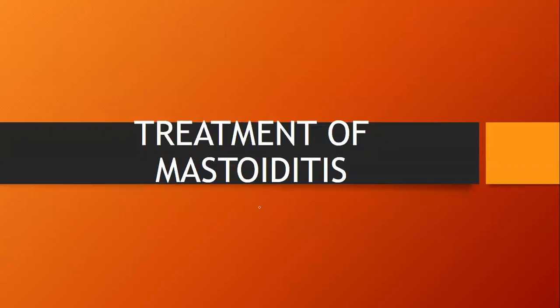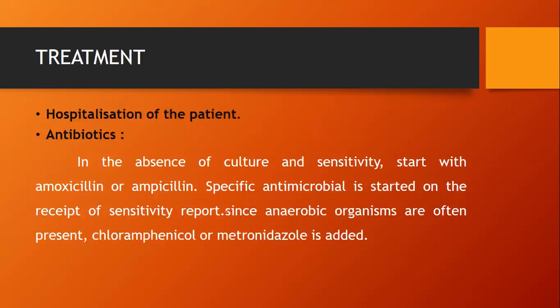Then how can we treat this mastoiditis? Hospitalization of the patient, because it should be considered as very serious. If it is not treated well, it can lead into complications like deafness or intracranial complications. So we should admit the patient as per the doctor's order, and we should start the antibiotic therapy. The main antibiotics include, in the absence of culture and sensitivity, start with amoxicillin or ampicillin.